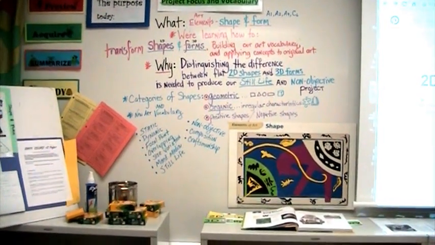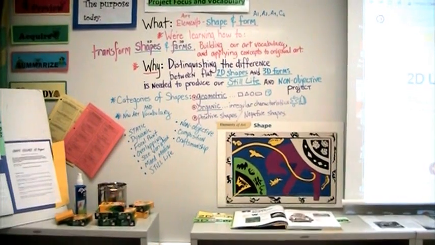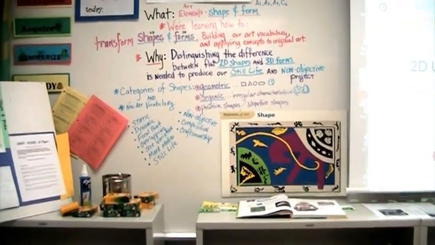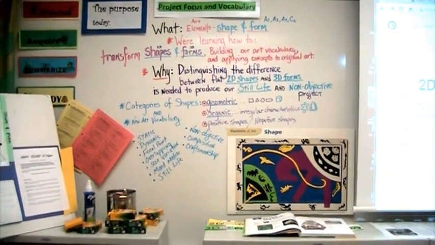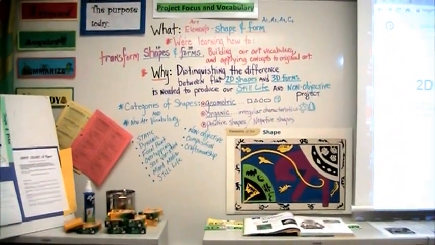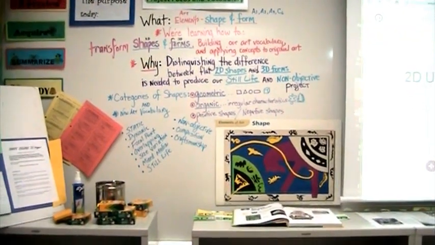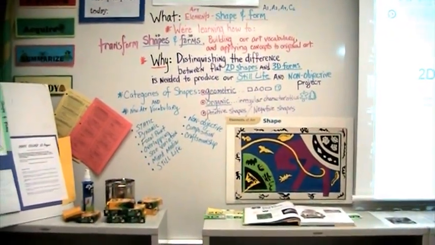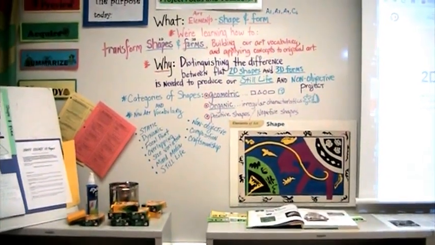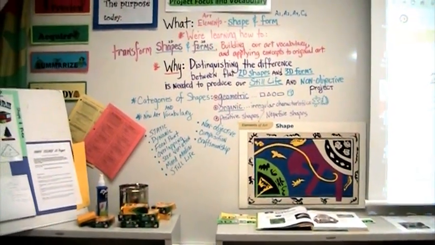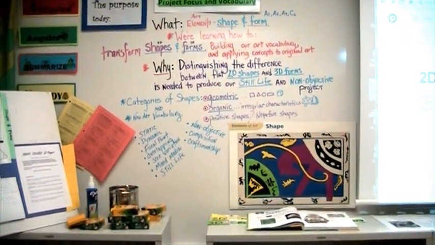We're building our art vocabulary, and then we're going to apply concepts to original artwork that you're going to create a little bit today and later on in the week. Why are we doing this? You need to be able to distinguish the difference between flat 2D shapes and 3D forms in 2D artwork, as well as recognize what they look like in three-dimensional work. Your knowledge between the two is needed to produce our still life and non-objective projects coming up.